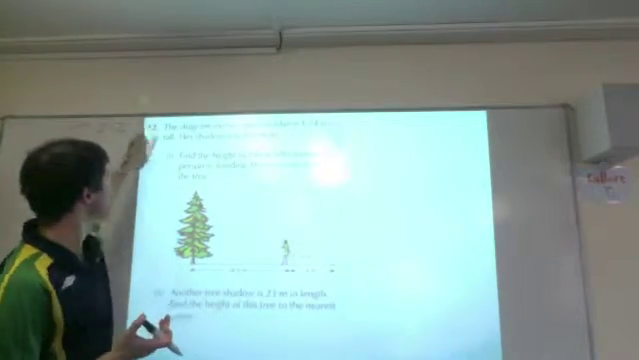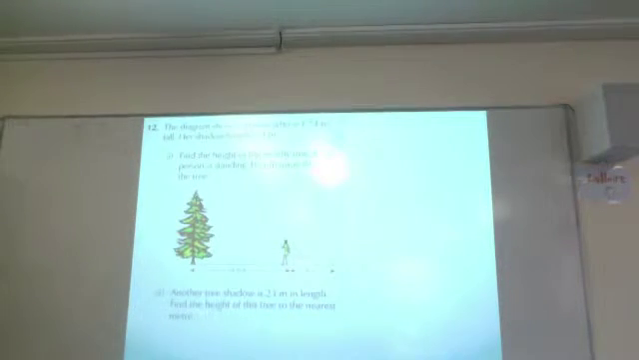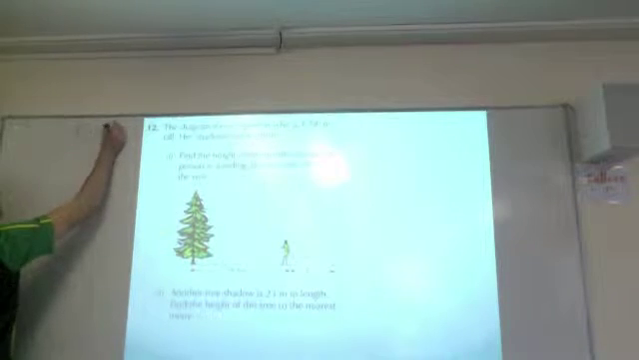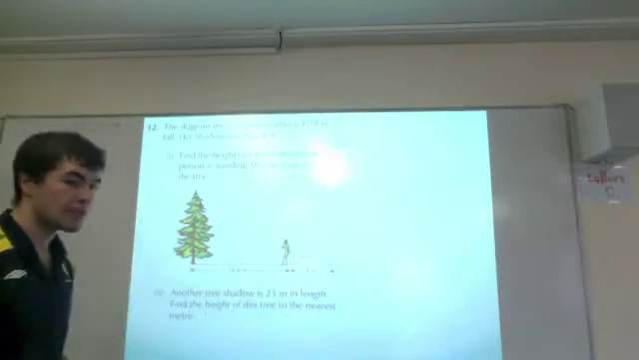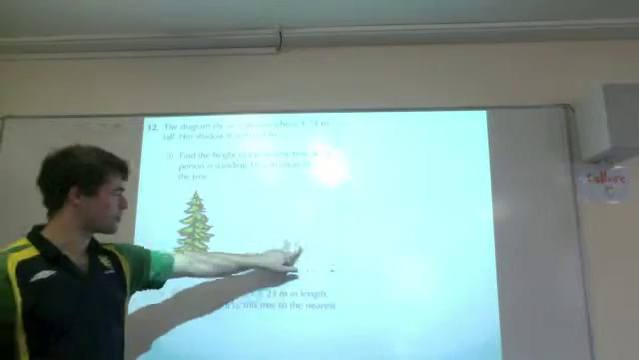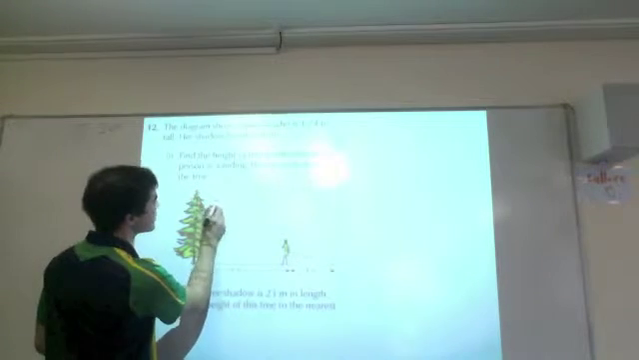Okay, we have question 12 and it's on page 217. Okay, this is question 12 on page 217. It's about the shadow of a tree in comparison to a shadow of a person. So it's hard to see, but we have a dotted line here.